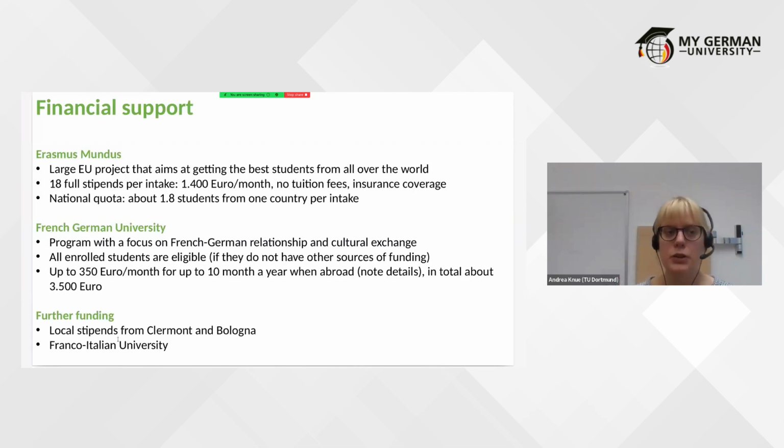The important part now for you is probably the financial support. So what do we have available? The Erasmus Mundus program is a large EU project that aims at getting obviously the best students from all over the world. And per year, we have 18 full stipends, which means you can apply for the stipend. Obviously, there are a lot of people who are applying, so we can only take a small fraction of the people who are applying. But the people who get the stipend get 1,400 euros per month. They don't have to pay any tuition fees, and they are covered for the insurance. So this is a big plus.